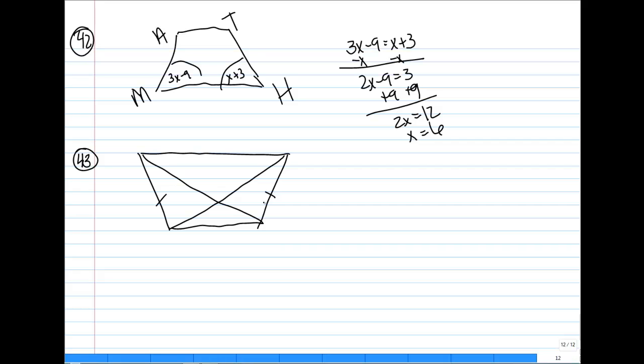And it's an isosceles, which means that the diagonals are congruent. So AC, which is this one, is 25. And DB is 5x, so make them equal and solve. 5x is equal to 25. X is 5.